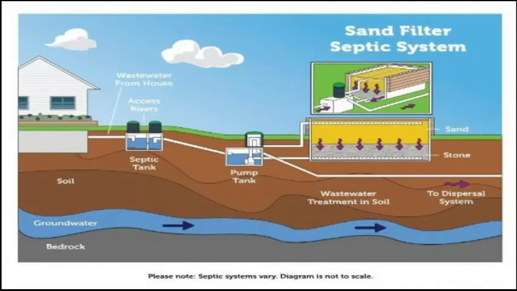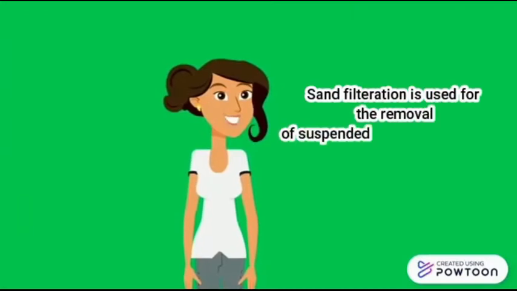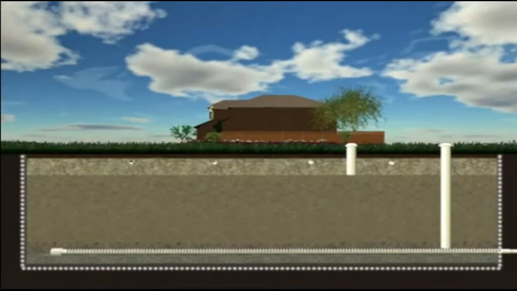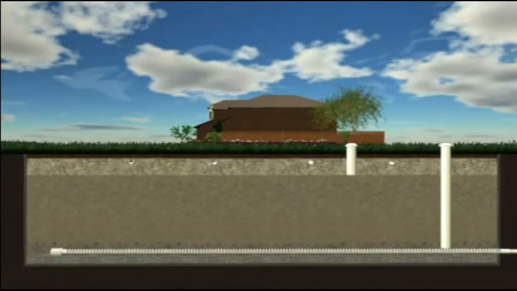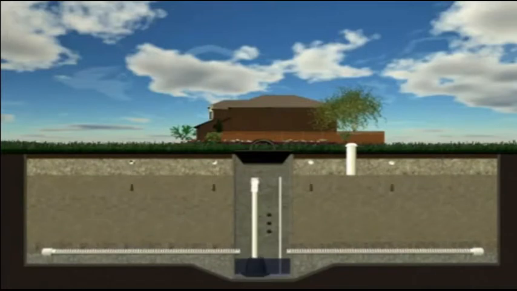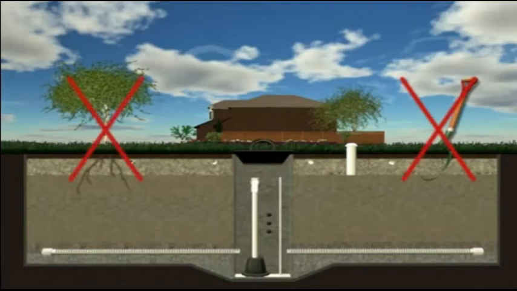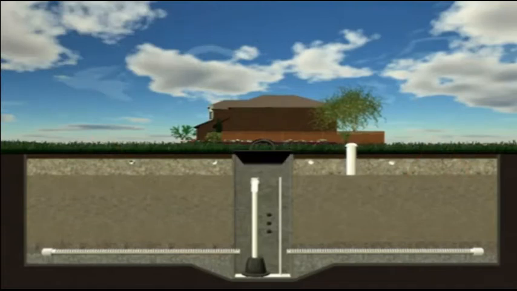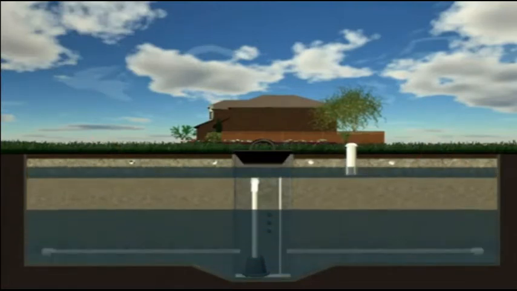Recirculating sand filter system. Sand filtration is used for the removal of suspended matter such as floating and sinkable particles. Then, how does this recirculating sand filter system work? A sand filter system can be constructed above or below ground. Effluent flows from the septic tank to a pump chamber, then to the sand filter. Effluent is defined as liquid waste or sewage. Then the effluent leaves the pipe and is treated as it filters through sand. The treated wastewater is then discharged to a drain field.